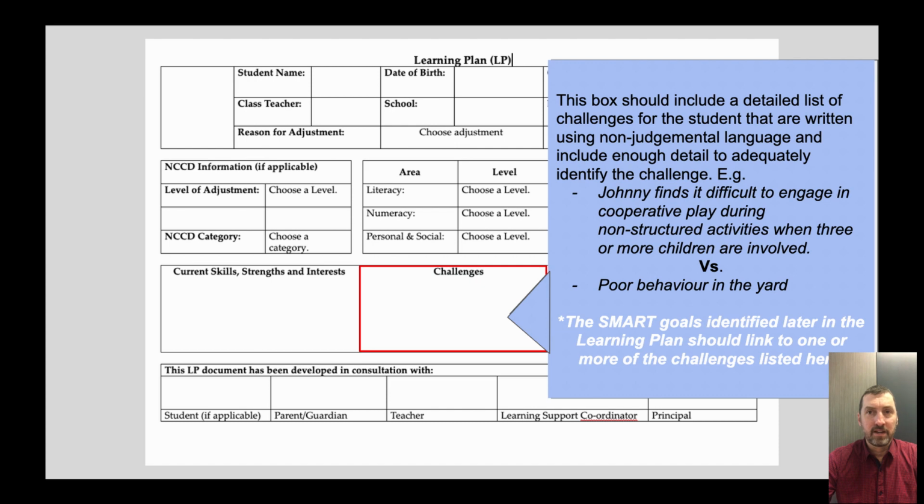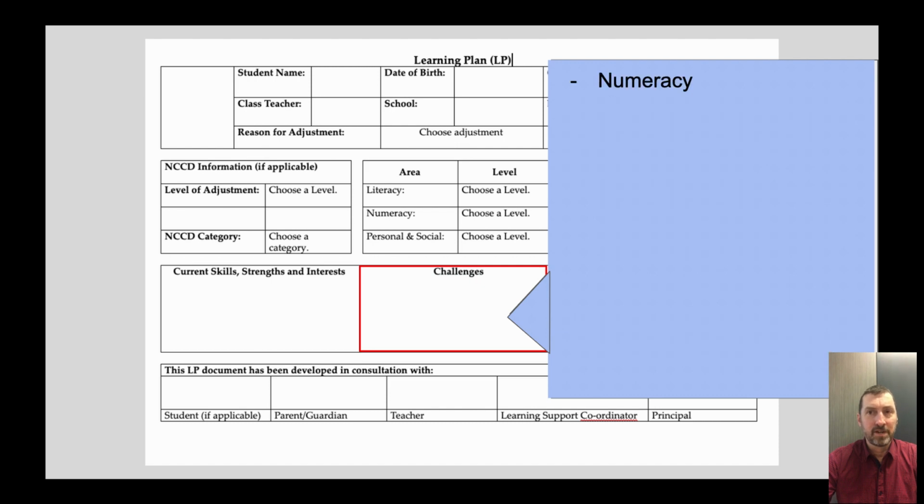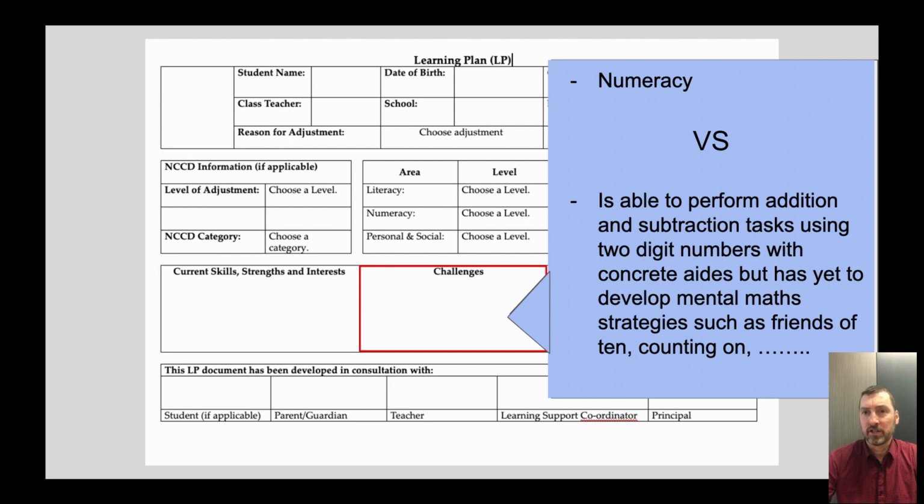For example, rather than a dot point that says numeracy, a much better dot point would say something like, is able to perform addition and subtraction tasks using two-digit numbers with concrete aids but has yet to develop mental math strategies such as friends of 10, counting on, etc.